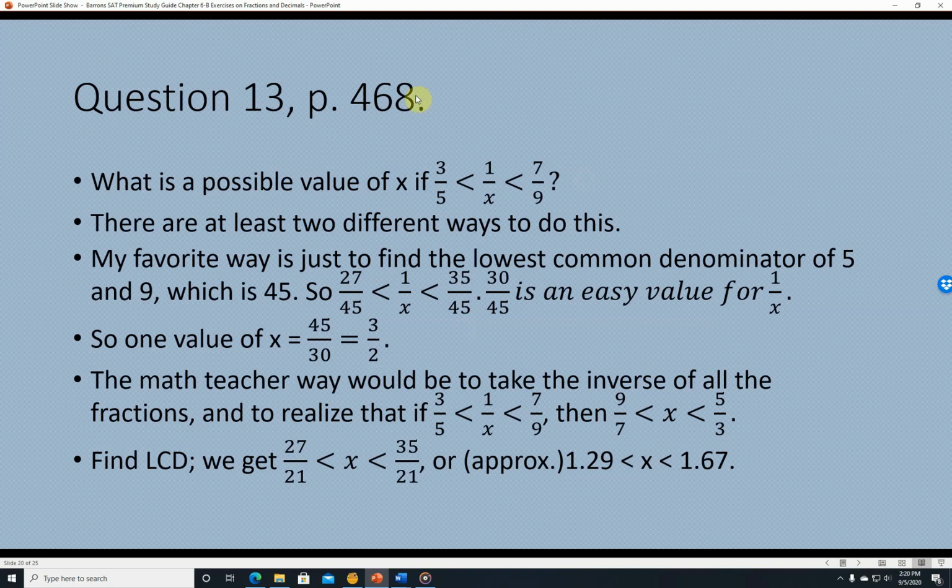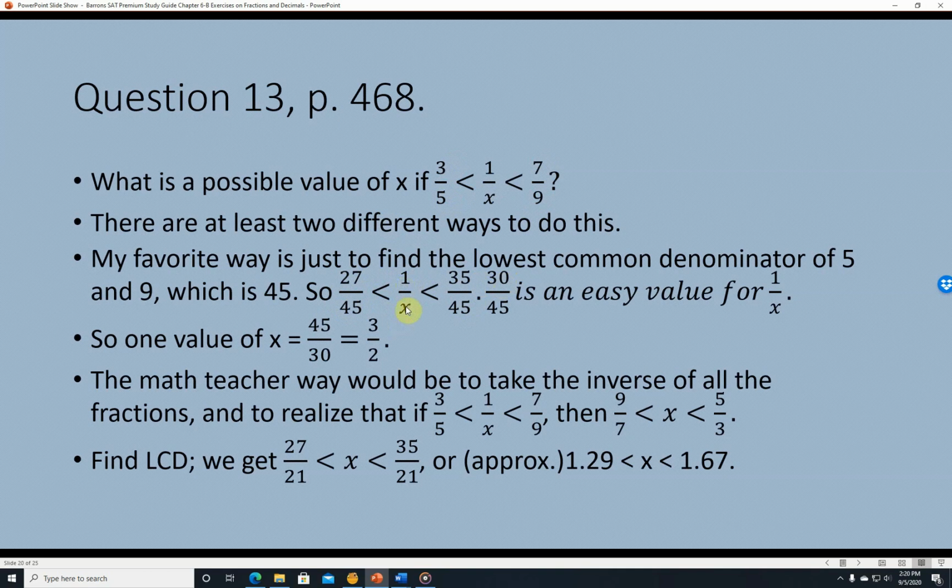So we're just going to multiply 5 times 9 because 5 and 9 don't have any common factors. So the lowest common multiple is just 5 times 9. Alright, so 3/5, multiply that by 9, 5 times 9 is 45, 3 times 9 is 27. Alright, so 9 times 5 is 45, 7 times 5 is 35, 27 over 45, 35 over 45. So 1 over x has to be something in here.